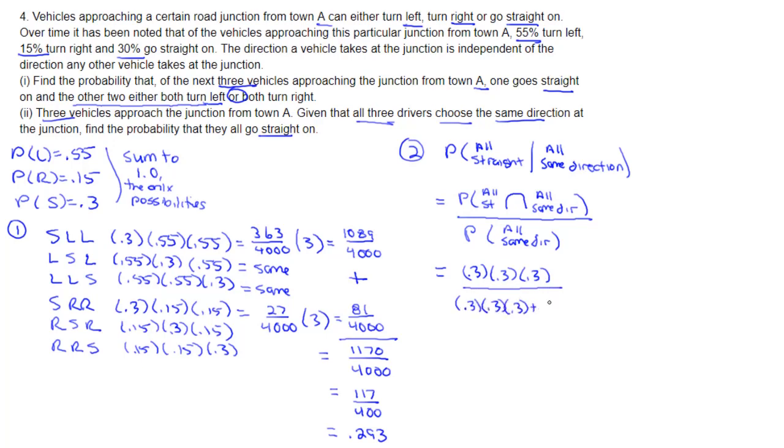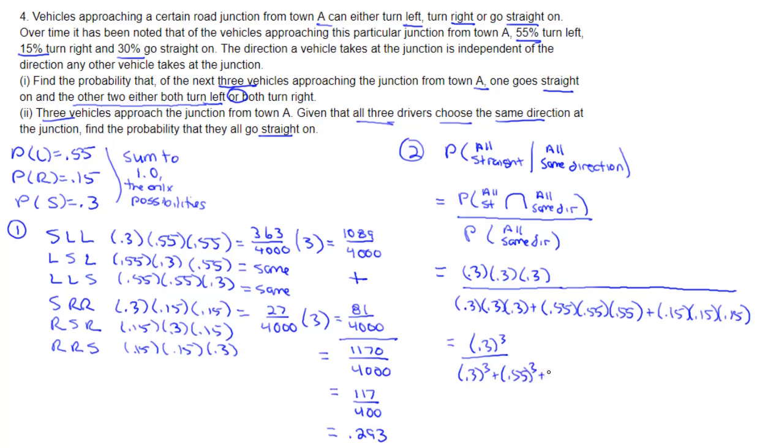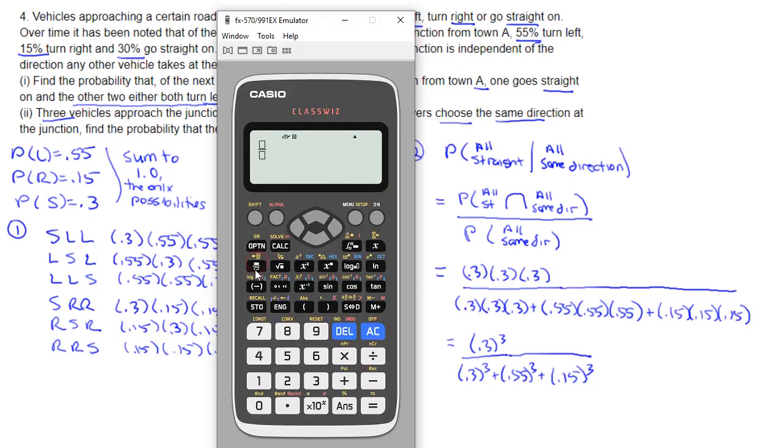So that's going to be 0.3 cubed, and then 0.55 times 0.55 times 0.55. And then if they all go the other direction, which is right, that's 0.15, and then we multiply those. Really these are all to the 3rd powers. We could have written it like this. It would probably have been a little bit easier. But anyway, all we've got to do now is simplify it and figure out what our answer is.